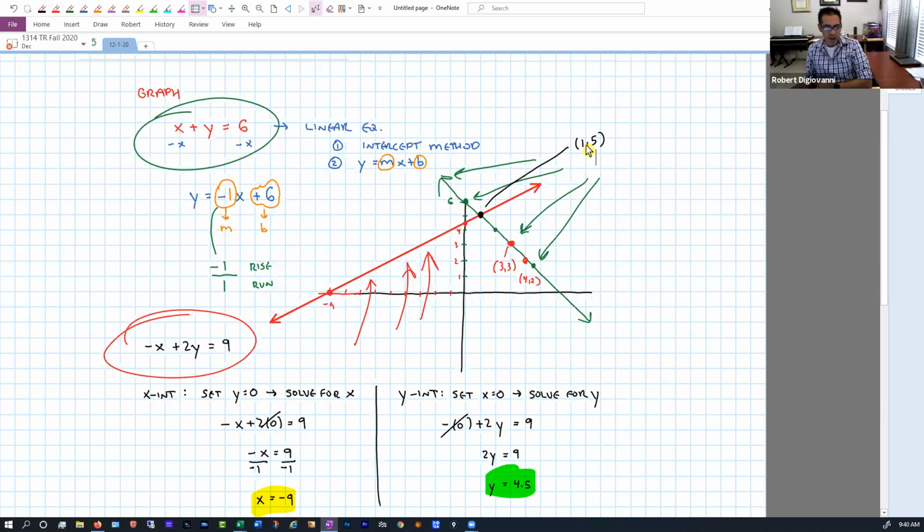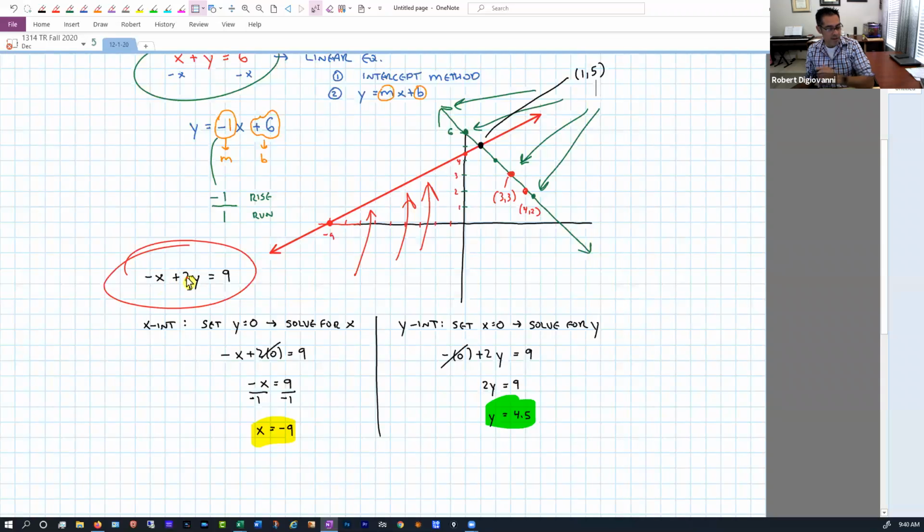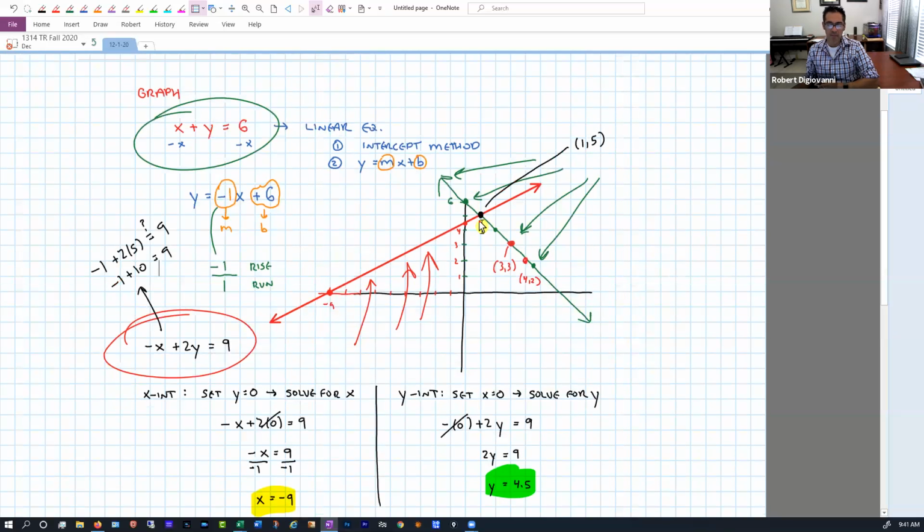Let's just check. If I plug 1 in here and 5 in here, 1 plus 5 is 6, that's true. Now what would happen if I plug 1 and 5 in here? Let me try that. If I plug 1 in there, I get -1 for x plus 2 times 5. Does that equal 9? Well, that's -1 plus 10. Yes, that equals 9, right? That's the same as taking 1 away from 10, so that works. But that point right there is the only point that is a solution to both at the same time. So that's what we're interested in, okay?